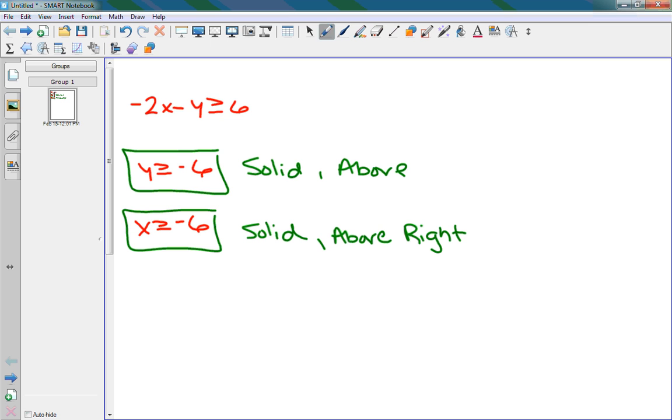This one up here, though, is going to take a little bit more work. If I have negative 2x minus y is greater than or equal to 6, I have to solve this for y. So I'm going to subtract the 6 from both sides, and then add the y. So what I have here is y is less than or equal to negative 2x minus 6.